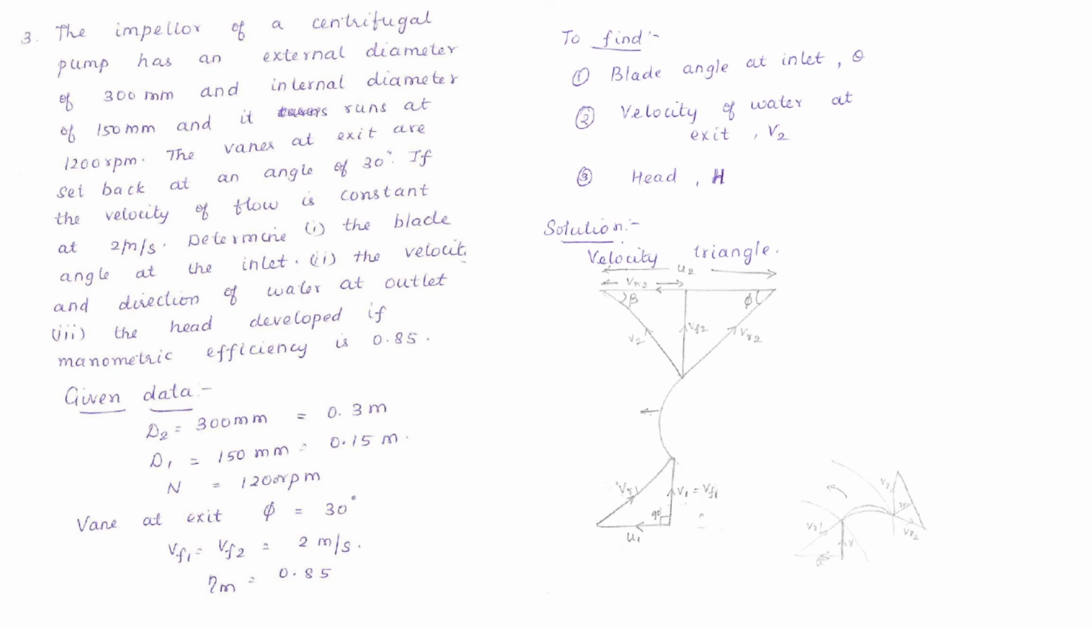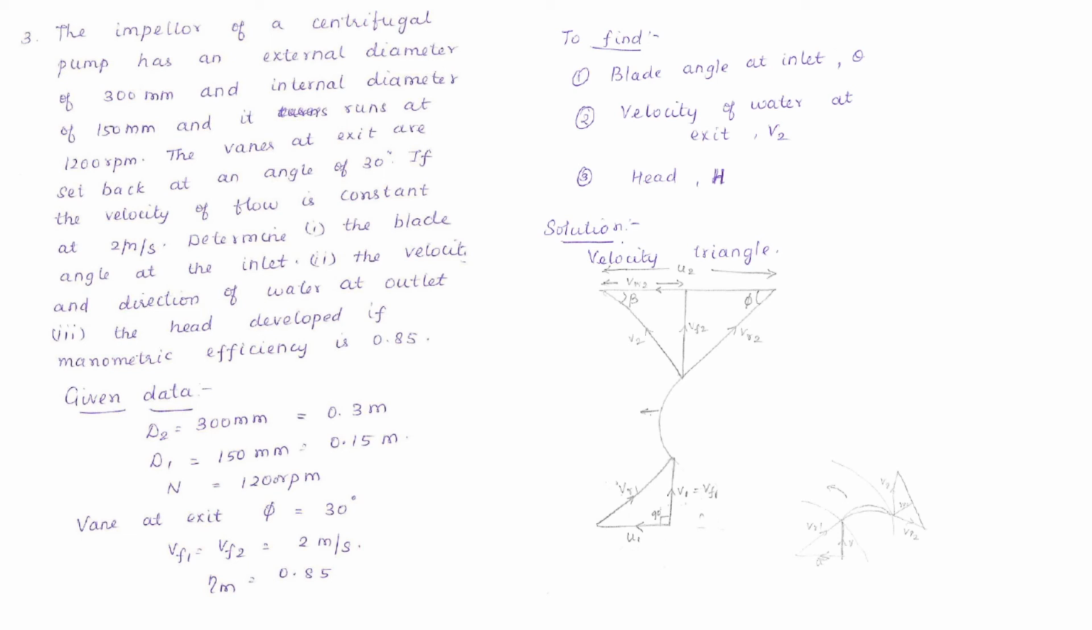The impeller of a centrifugal pump has an external diameter of 300 mm and internal diameter of 150 mm, and it runs at 1200 rpm. The vanes at exit are set back at an angle of 30 degree. If the velocity of flow is constant at 2 meter per second, determine the blade angle at inlet, velocity and direction of water at outlet, and the head developed if manometric efficiency is 0.85.